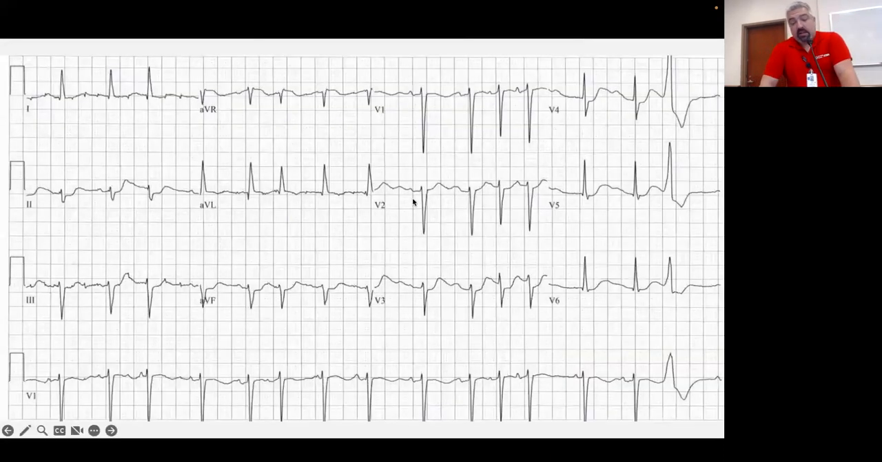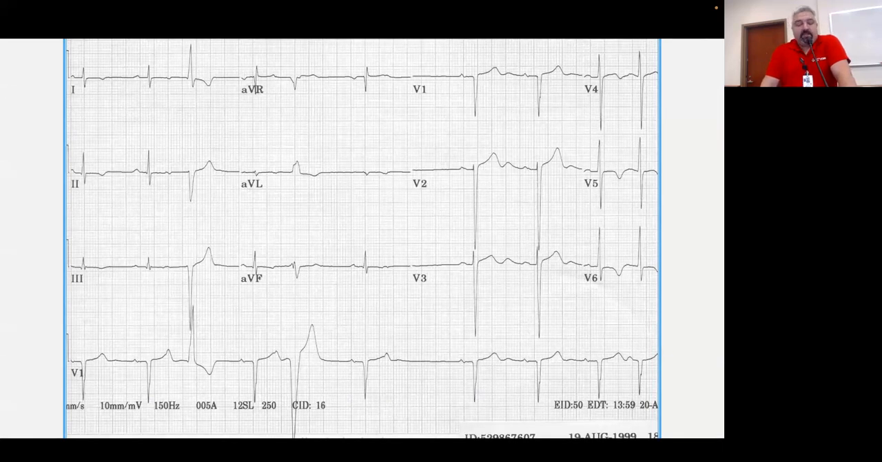So PACs, here you can see that the P wave looks slightly different than the normal beats. So this is a normal beat, PAC. That P wave looks a little bit different than this one, doesn't it? Right, and it looks different because it's coming from a different part of the atria, because it's not a sinus beat.